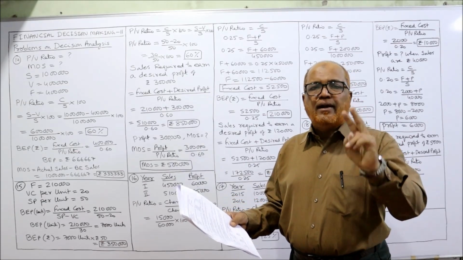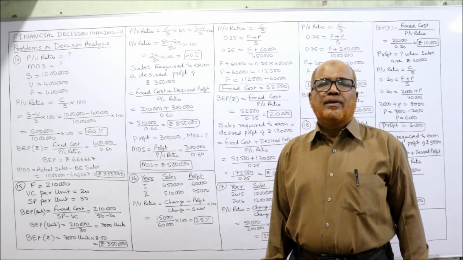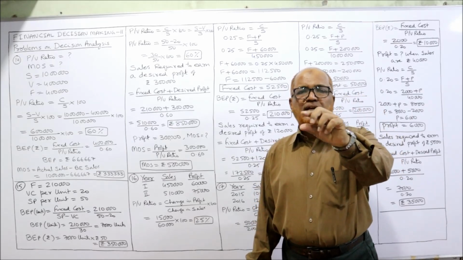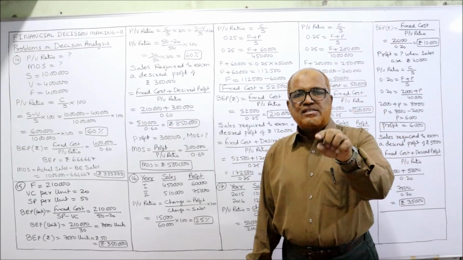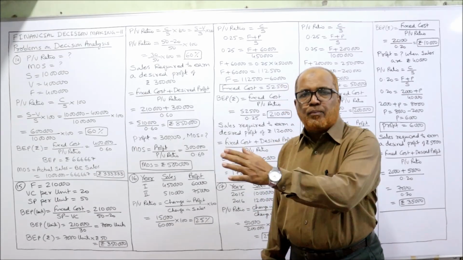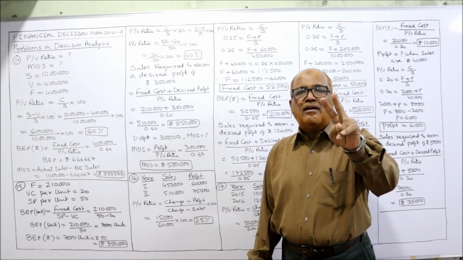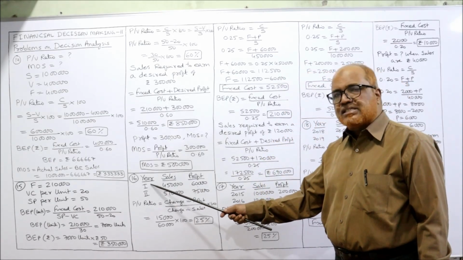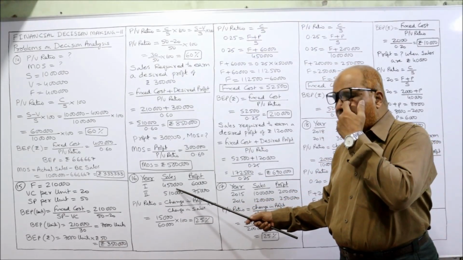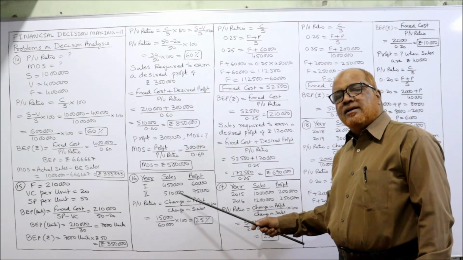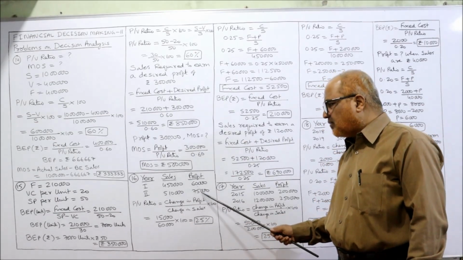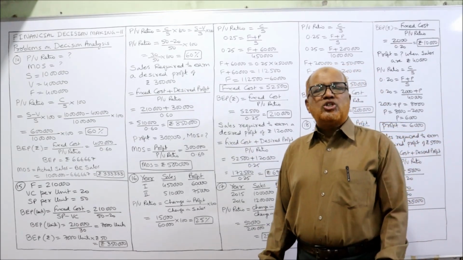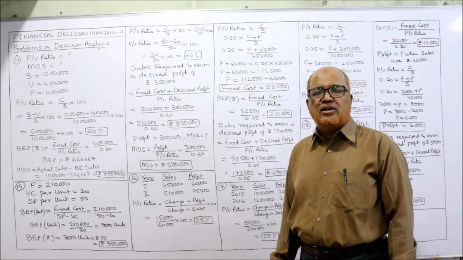So whenever 2 years data is given, we apply the formula of PV ratio as change in profit by change in sales into 100. First time I am applying this formula. In the earlier problems I have never used that formula because 2 period data was not given earlier. Now it is given. That is the new point. Now here are given first year and second year. First year sales are 4,50,000 and the profit is 60,000. Second year sales are 5,10,000, profit is 75,000. Now the new formula of PV ratio. PV ratio is equal to change in profit by change in sales into 100.